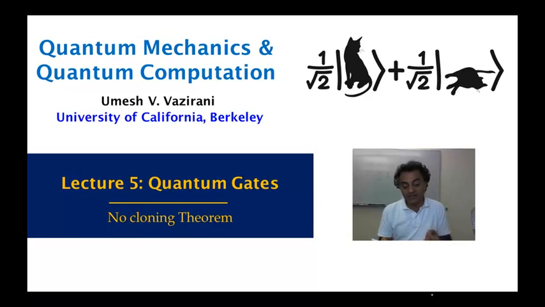What it says is that if I give you an unknown quantum state, so if I give you a qubit which is in an unknown state, then you cannot make a copy of it. You cannot create two qubits in exactly that same state.